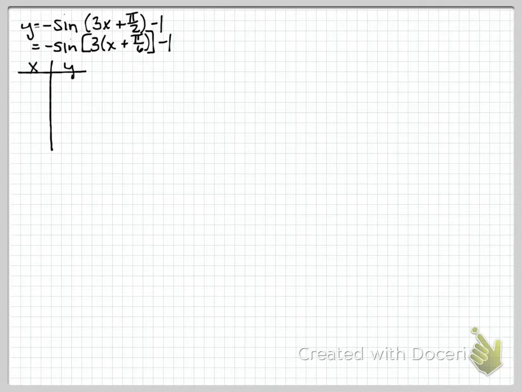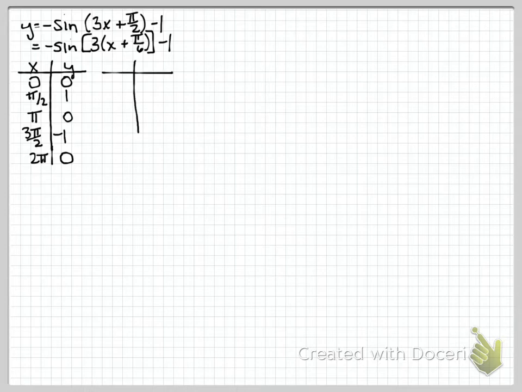Our x and our y. So 0, 0, pi over 2, 1, pi, 0, 3 pi over 2, negative 1, 2 pi, 0. Okay. Now let's do the x values. X divided by b. So 0 divided by, hold on, this is flashing at me.